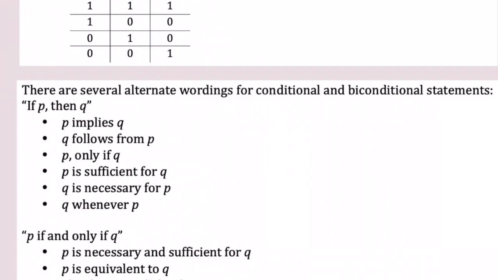And then I added this because it gives more of a visual understanding: instead of using symbols, it uses words. So there are several alternative wordings for conditional and biconditional statements, as you can see here. If P, then Q, we could word it as P implies Q, or Q follows from P, or P only if Q, and so on. And then we also have P if and only if Q, and we could word it as you see here.